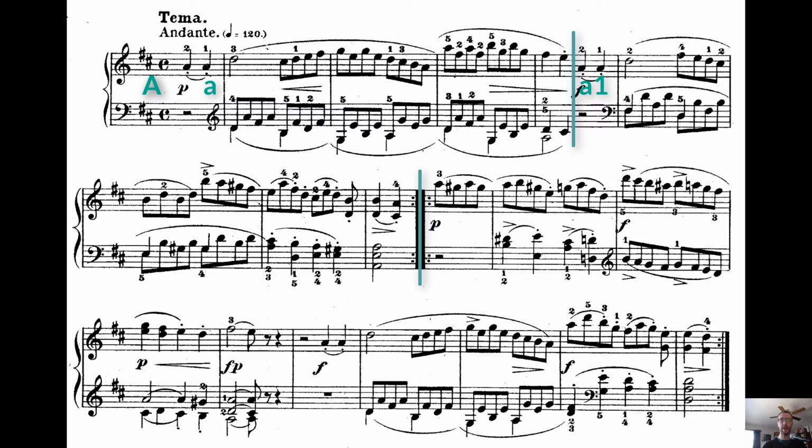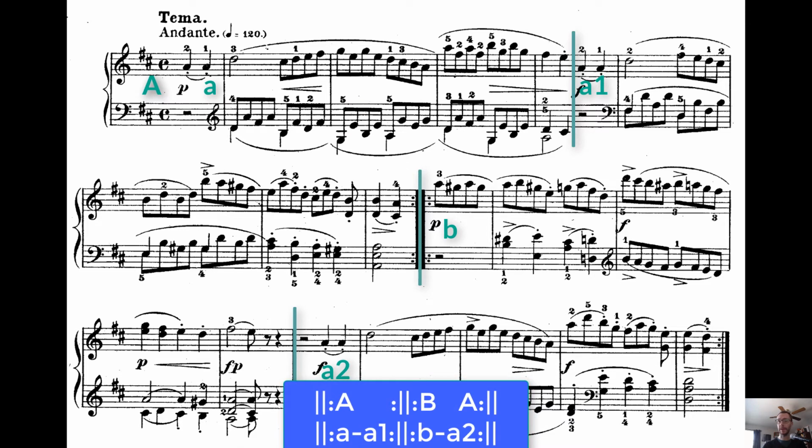After the repeat, we have another antecedent and consequent phrase, but there's a really interesting thing going on here. We start with entirely new material, so we'll call this phrase B, but then we repeat the A phrase again with a slightly different ending. So we'll call it A2. This means that our total form is as follows. Large scale, this is A, B, A, with repeats around the A period and the BA period group.